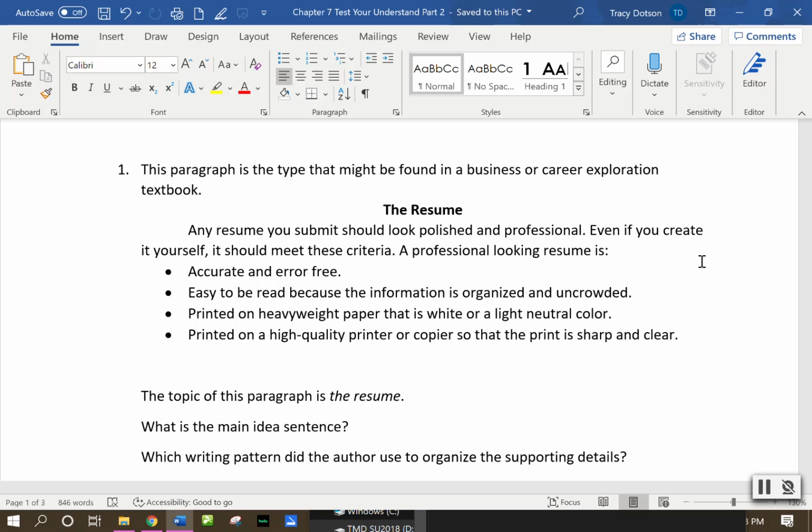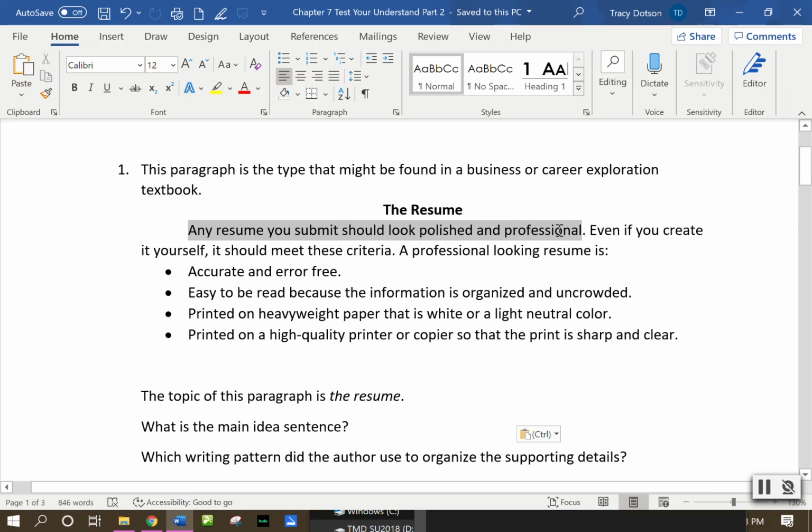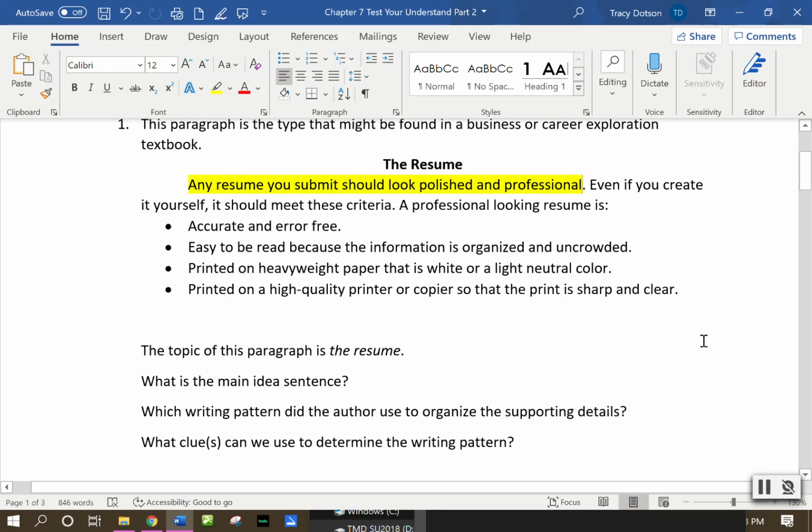So here the topic is the resume. It's the title, and so that's what we talk about throughout. The main idea is that any resume you submit should look polished and professional. Okay. Now, what kind of writing pattern do we have here? Are we defining it? Are we listing things? Is it a sequence of events? Is it a comparison, contrast, or cause and effect?